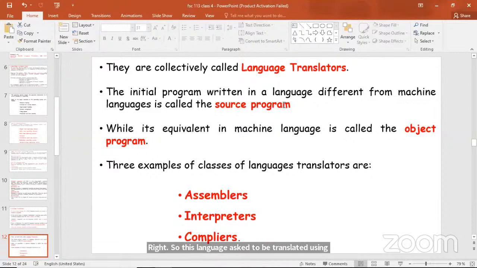Now, its equivalent in machine language is called the object program. So once the source program is translated into the language I can understand as a Yoruba person, then that is called the object program. There are three examples of classes of language translators. We have the assembler, we have the interpreters, and we have the compilers, right?